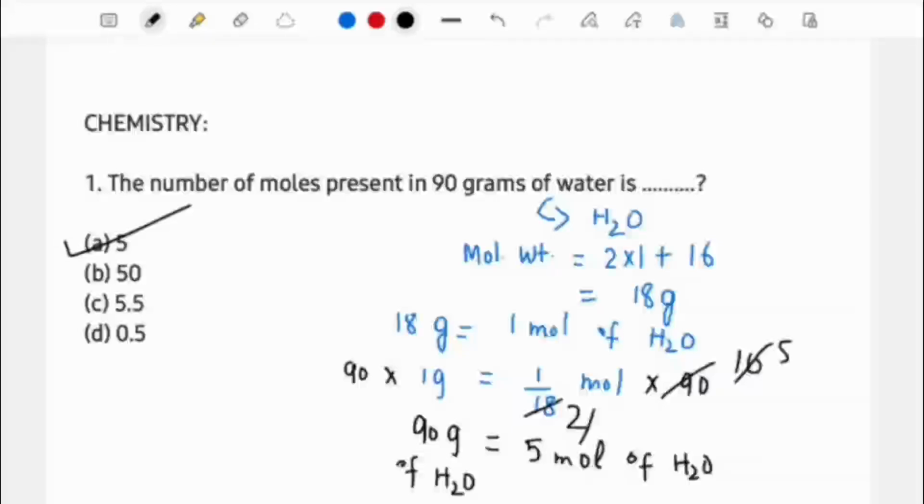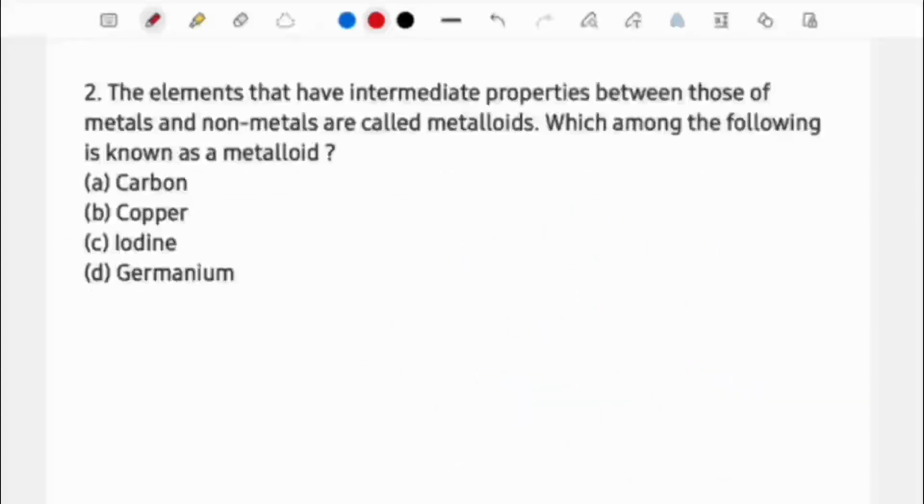Okay, next question. The elements that have intermediate properties between those of metals and non-metals are called metalloids. Which among the following is known as a metalloid? The correct option is option D, that is germanium. Germanium is a metalloid. Speaking of carbon, it's a non-metal. Speaking of copper, it's a metal. And iodine is a non-metal.